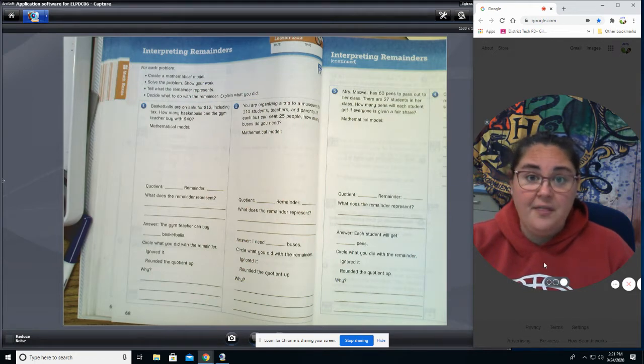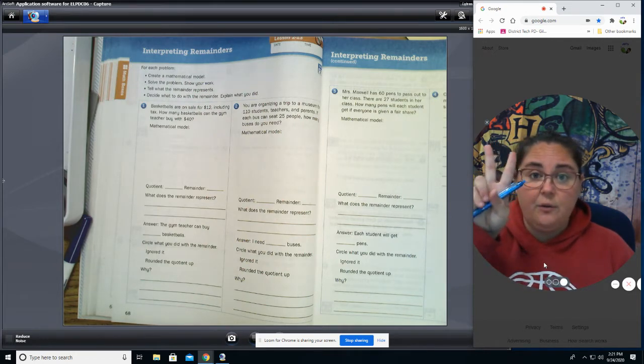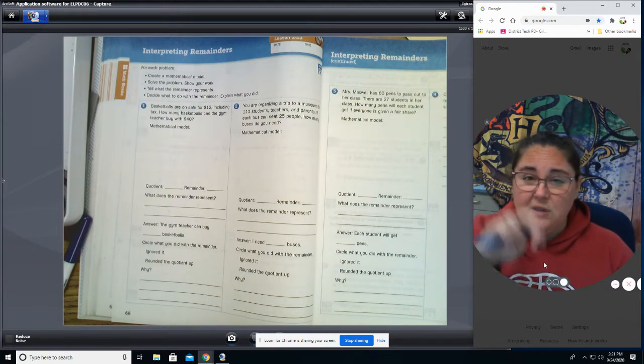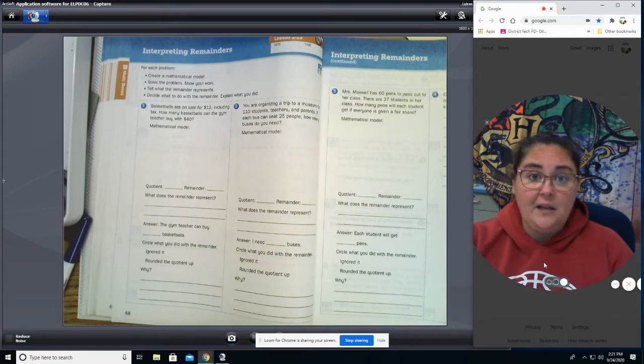Right now, there will be two things you can do with your remainder. We will add more later on, but for now, there will be two things. When you get to the remainder of a problem, you can either ignore or you can round up. We're going to talk about why you would do either during the lesson today. All right? Let's get busy.